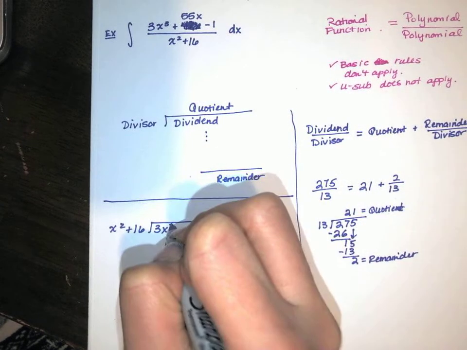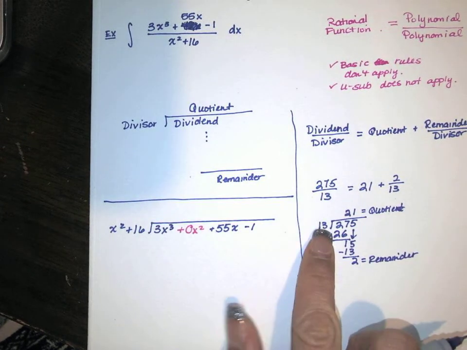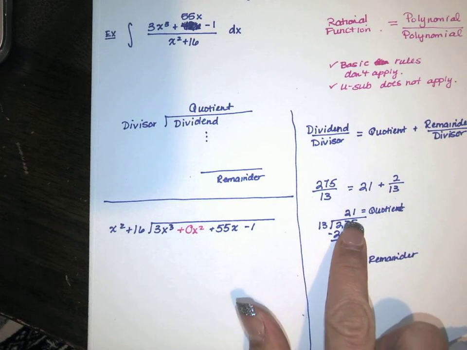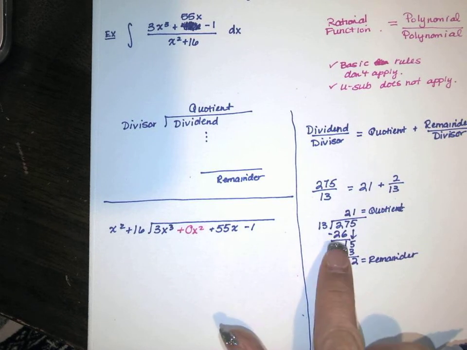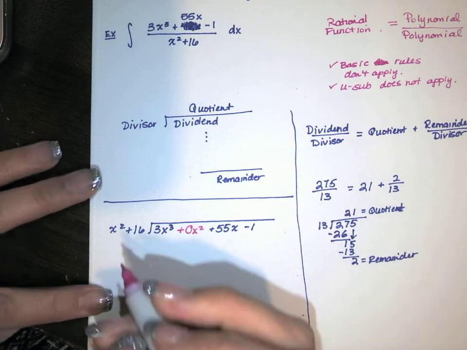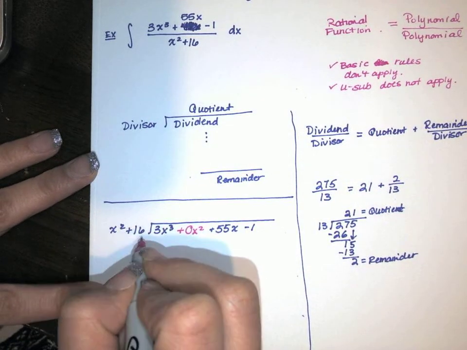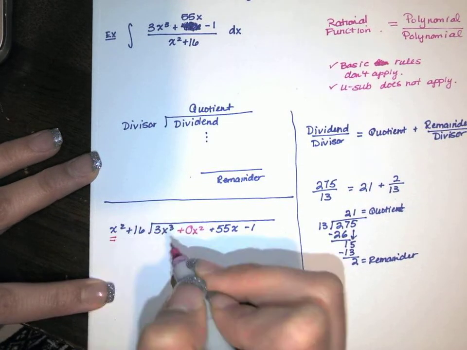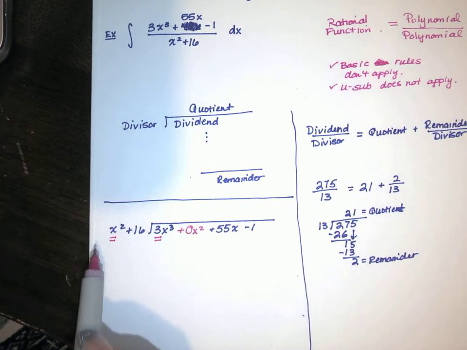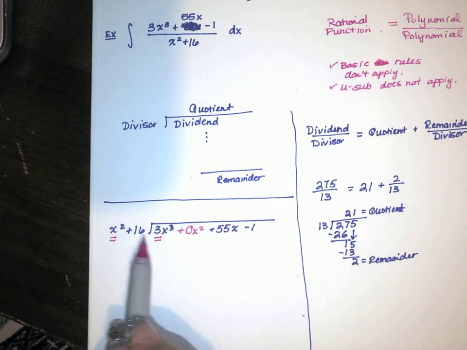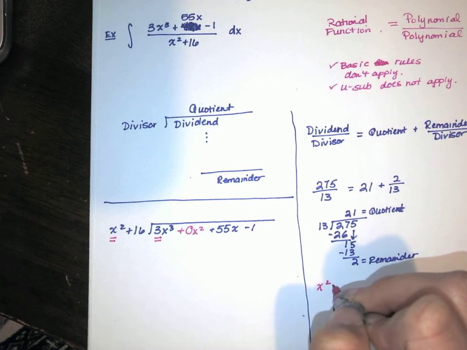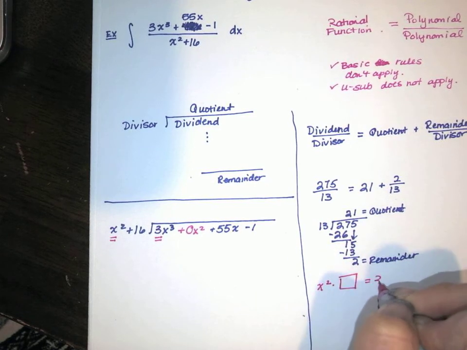Okay. Now, over here I asked myself, how many times does 13 go into 27? And I said 2 times. And I wrote that up here, and then I multiplied. This is very similar, but we're not going to look at the whole thing. We're just going to look at the leading term of this and the leading term of that. And we're going to ask ourselves, how many times does x squared go into 3x cubed? Or alternatively, x squared times what will give me a 3x cubed?